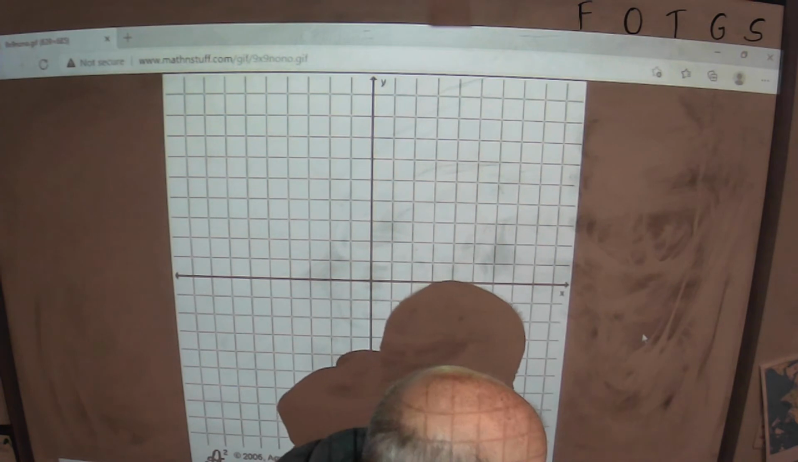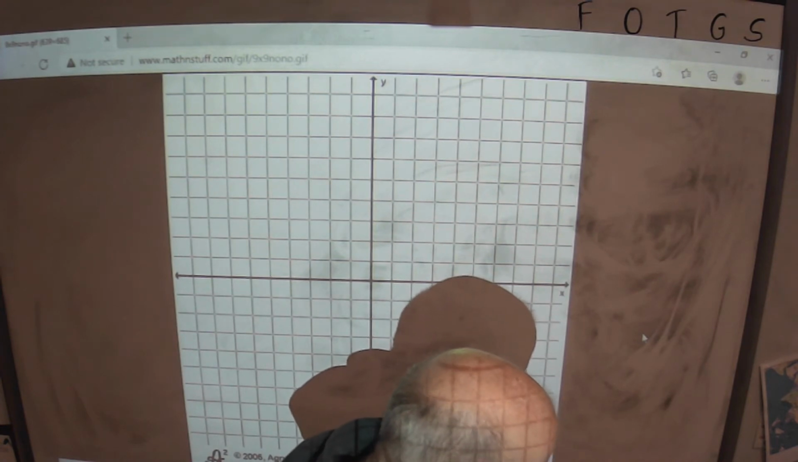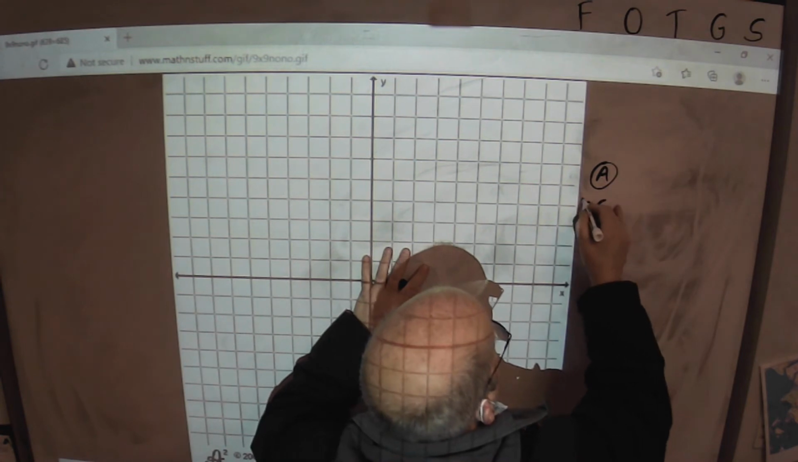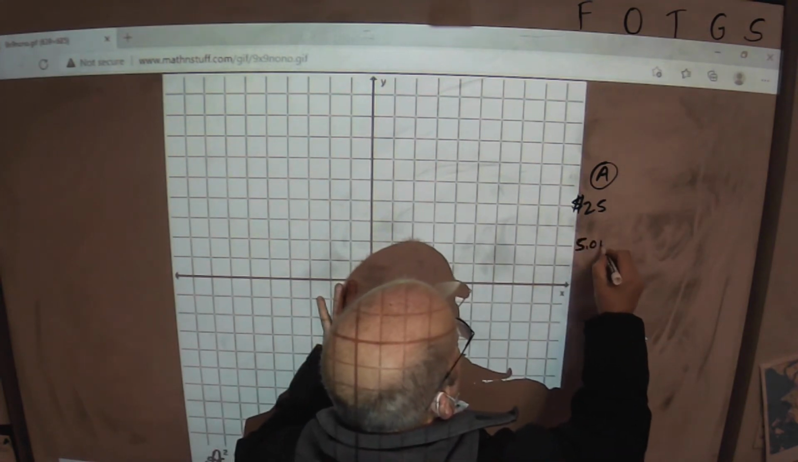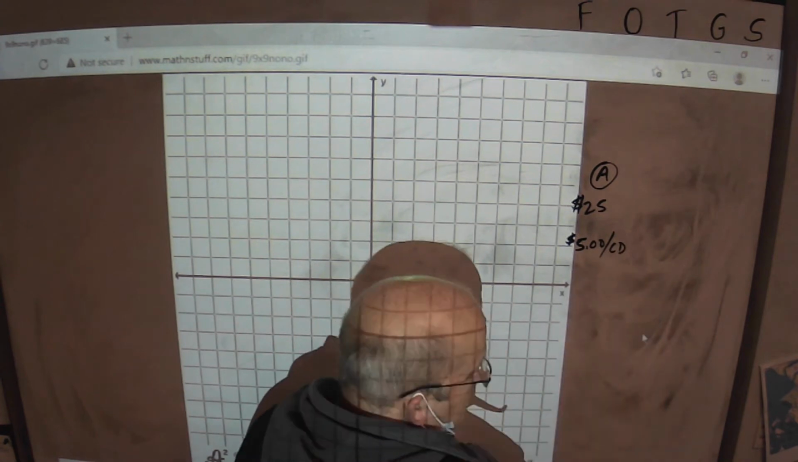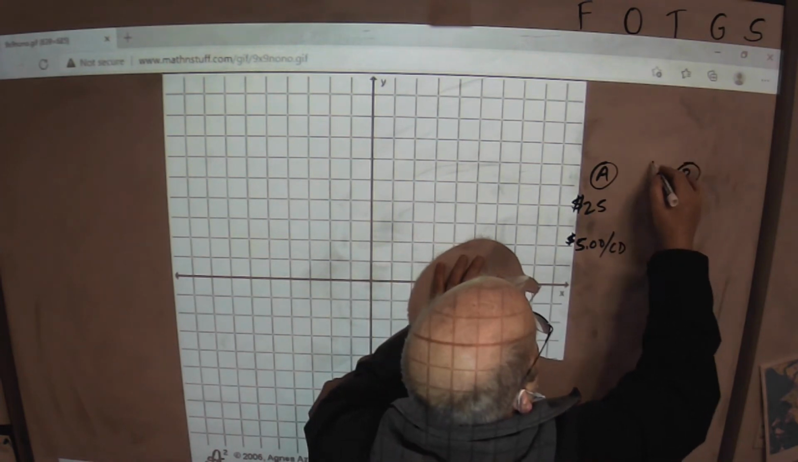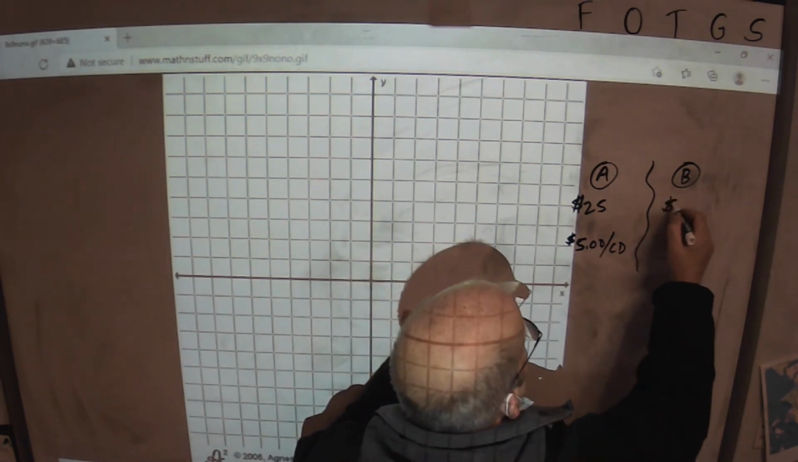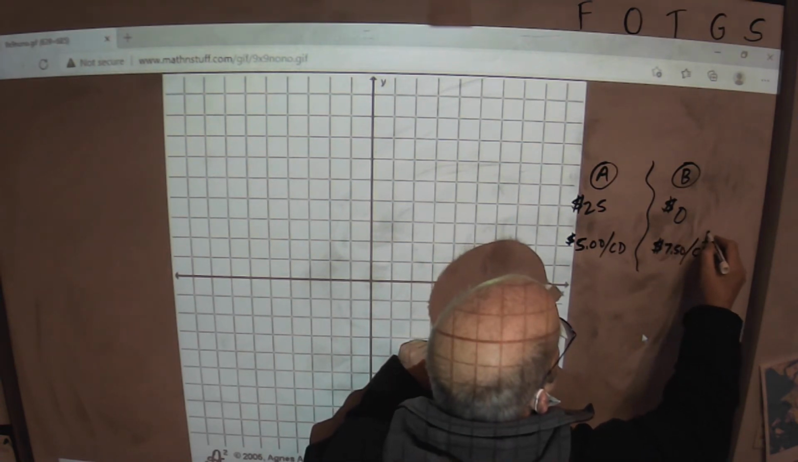Okay, word problem. Imagine that you have the chance to go into a club for buying CDs for music. And in one club, we'll call it Club A, they charge a yearly fee of $25. And then after that, the CDs after that are $5 per CD. There's another CD club, we'll call that Club B, and they don't have an annual fee, so their annual fee is 0, and they charge $7.50 for every one CD.